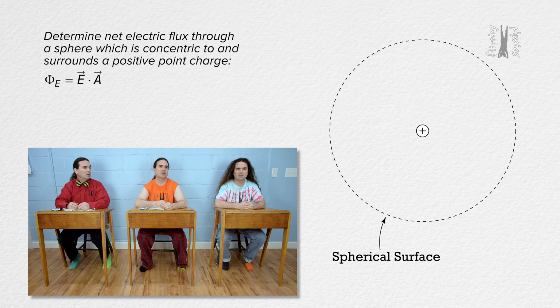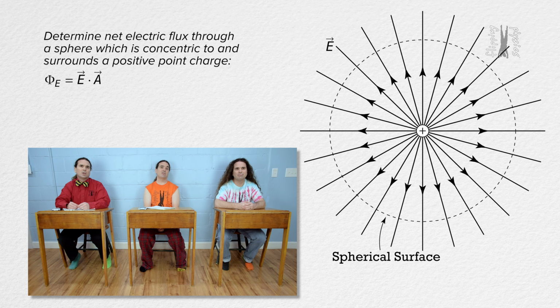We can't use that equation. Why not? That is the equation for electric flux when the electric field is uniform. The electric field caused by a point charge is not uniform. The electric field decreases as you get farther from the point charge. Yeah.